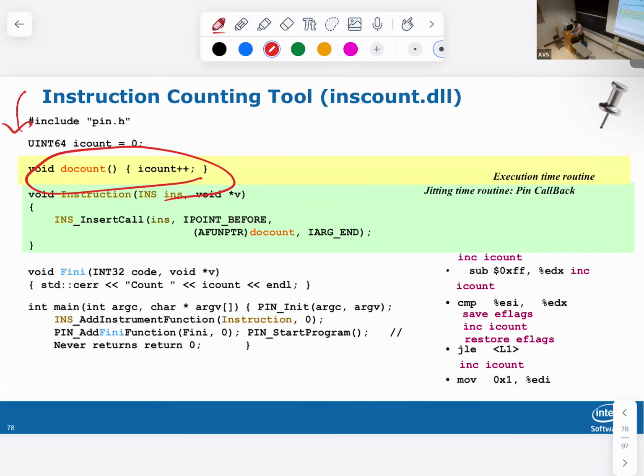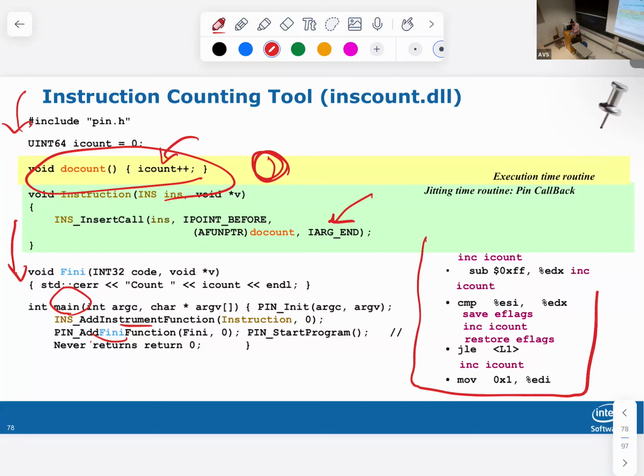There is a particular format for functions that you write for Pin tool. All of them have a main file with an instrumentation function and a fini function and all those things. But really, what you do is define the function that you want, and here the function is just a simple icount. You just count the number of instructions in this particular case. Everything else is taken care of by Pin tool itself. So for example, this is how it's going to be translated: it's going to add this icount in between every single instruction that you have in your code.